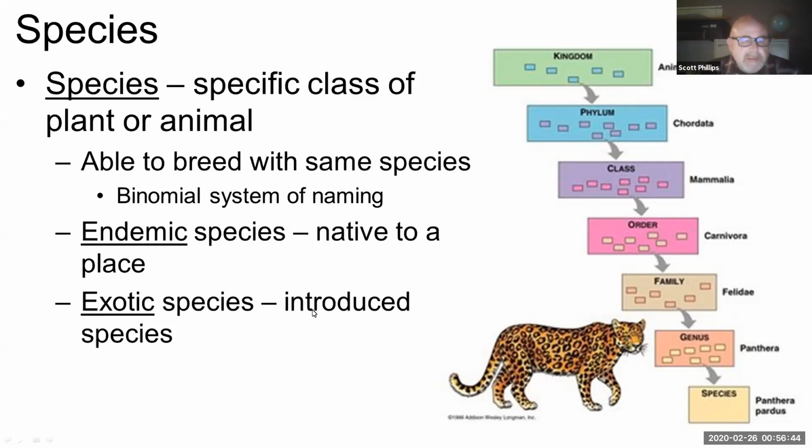Another aspect of species is that we can look at endemic versus exotic species. Endemic species evolved in a place. So California has a number of endemic species that have evolved in California, and some that have been introduced, brought from other places. And oftentimes, exotic species that are brought in from other places can impact or displace endemic species.